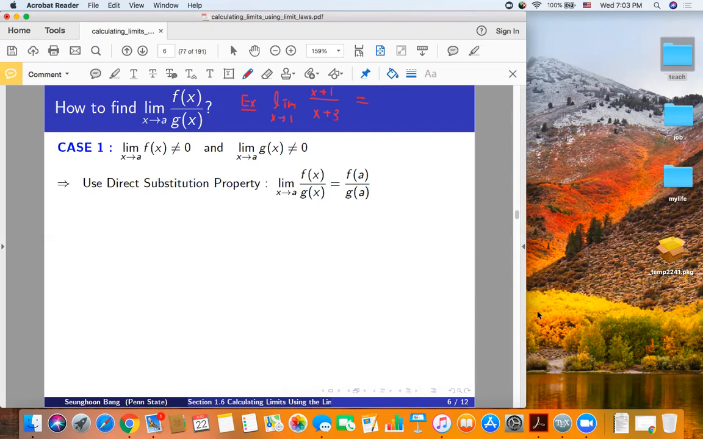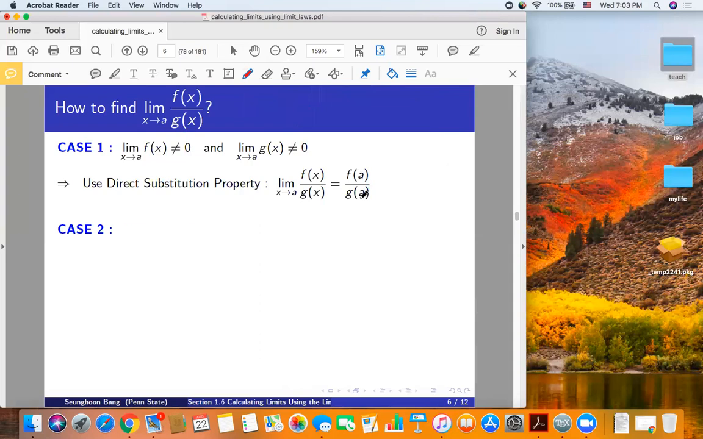Yeah, the answer is 1 over 2, you're right. 2 over 4 is also good. So how can you do that? You plug 1 into the top and the bottom. So we have 1 plus 1 over 1 plus 3, which is exactly 2 over 4, and crossing out gives 1 over 2. This is your final answer. That was case 1: just use the direct substitution property.